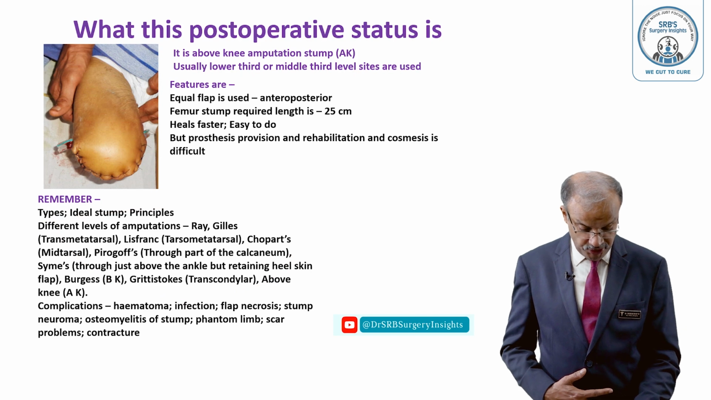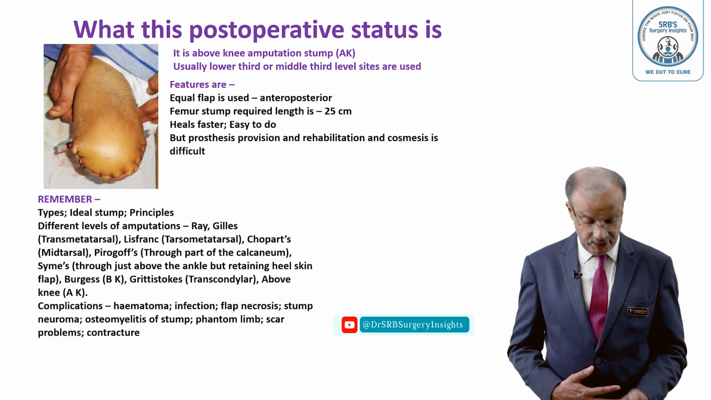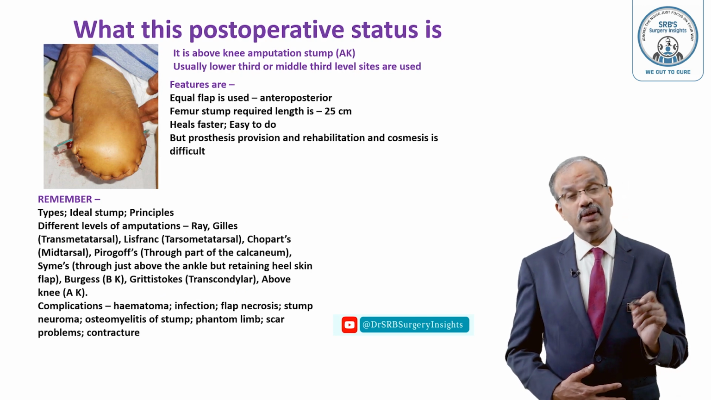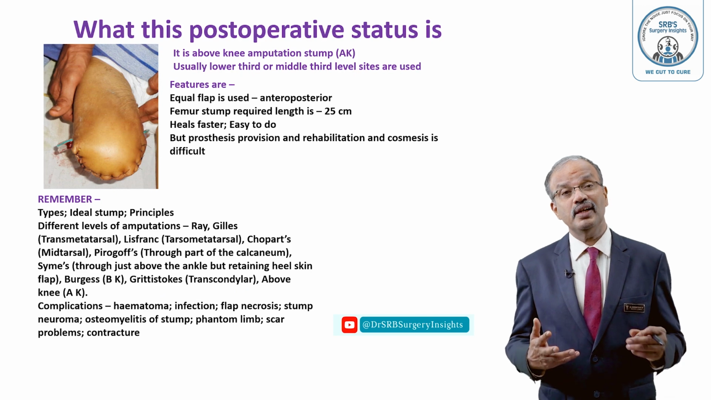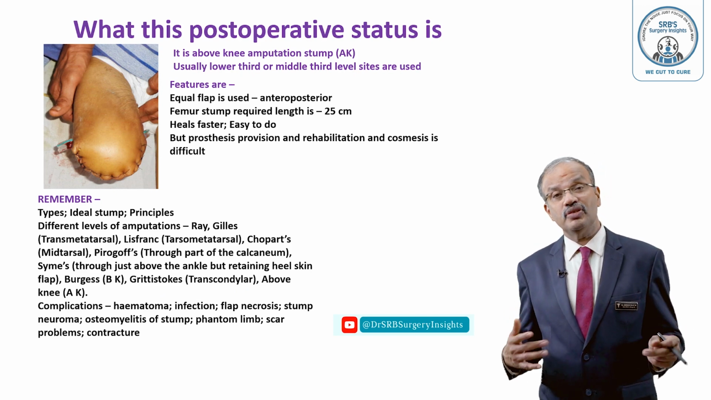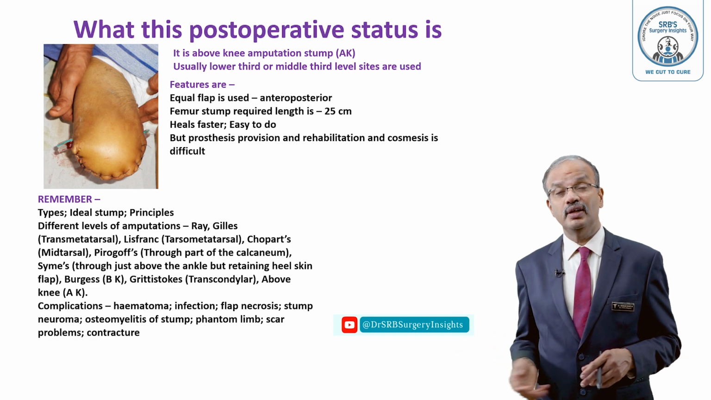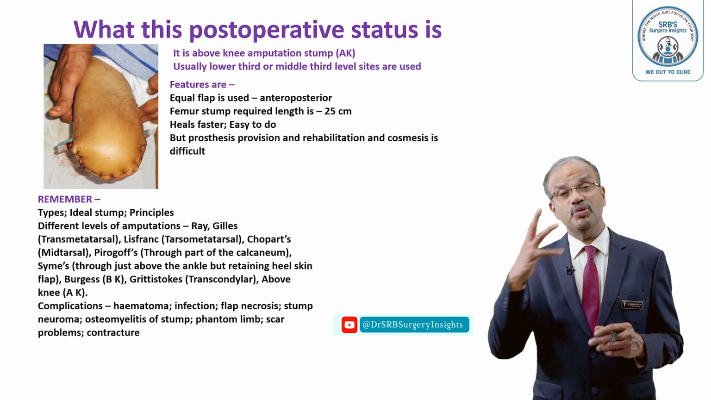Complications: hematoma, infection, flap necrosis, stump neuroma, osteomyelitis of the stump, phantom limb, scar problems, contracture, all those things should be prevented. Phantom limb is when, even after amputation, the patient feels that the limb is there, pain in the limb is there. So even after an above knee amputation is done, the patient will suddenly start getting up and walking, thinking the limb is there, and then they will fall.